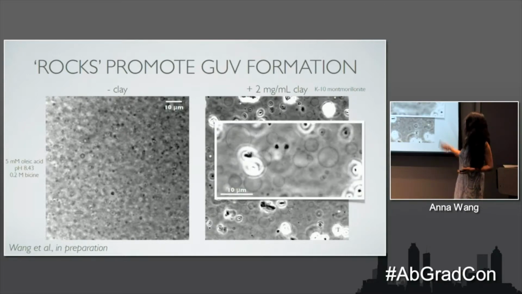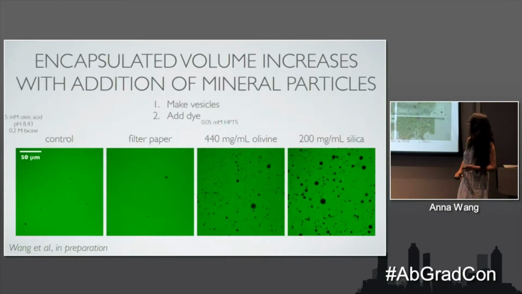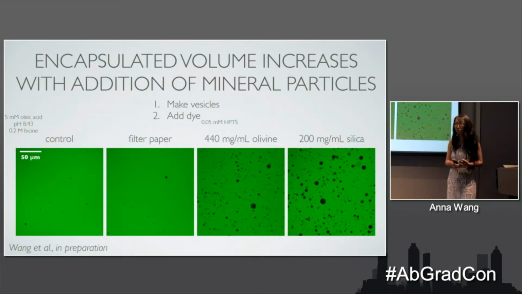This is just zoomed in. Then I tried a different way of visualizing this. You make some vesicles and then add a little bit of fluorescent dye to the outside, and the dye isn't able to cross the membrane. Now we can see that in the control experiment, when you just dump fatty acids into a buffer, they make tiny vesicles. A lot of them are multi-layered. We can't really see that structure there, but basically they're not encapsulating much of the liquid. But as you add mineral particles, all of a sudden you're getting much more of the volume encapsulated. Those are the voids that you see.